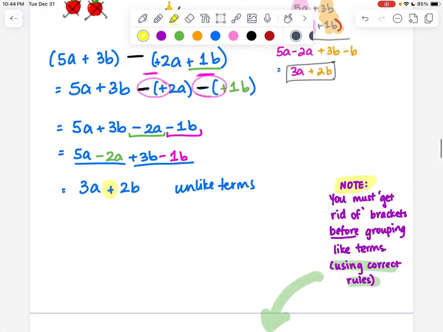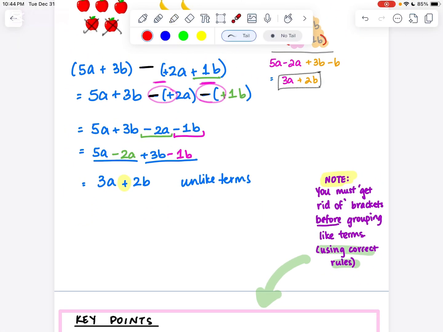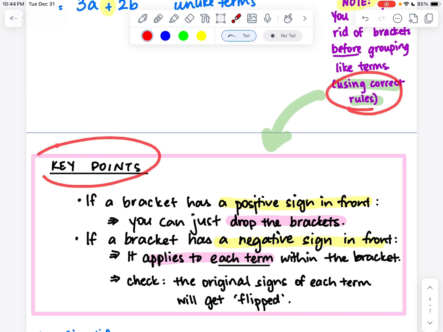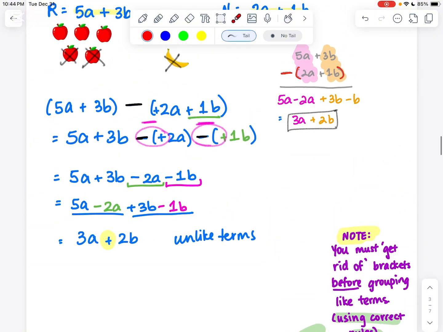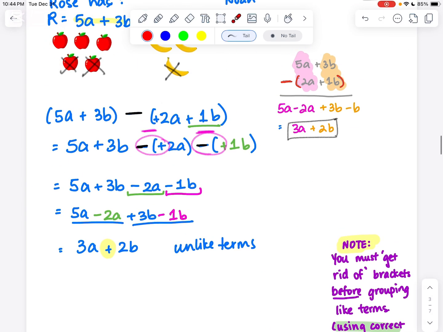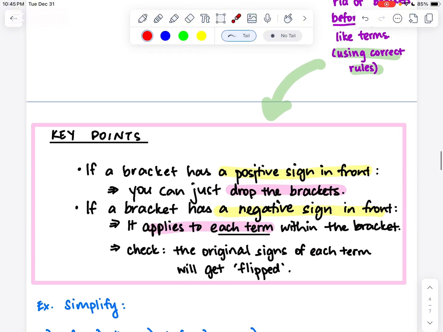So going back to this note, it's really important. You have to get rid of or deal with your brackets before grouping your like terms using your correct rules. So what are these rules that we've talked about? So key points. If a bracket has a positive sign in front, you're allowed to just drop the brackets, and that's what we did here. But if you have a negative sign in front, that negative sign applies to each term within the bracket. And so that's why we wrote it out as subtract this and subtract your 1b.